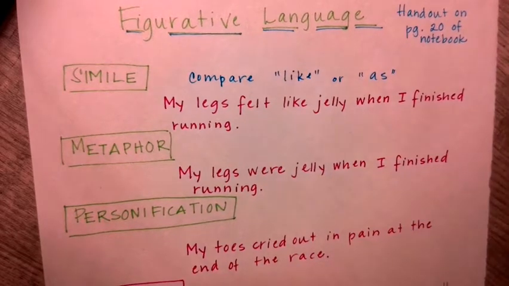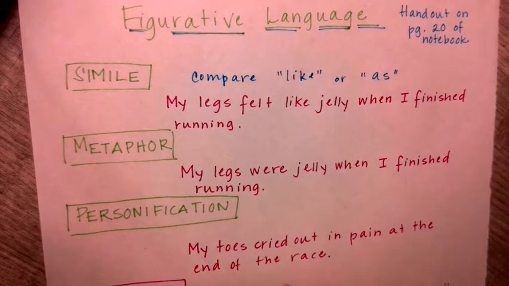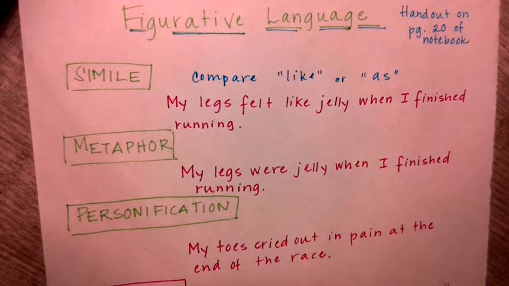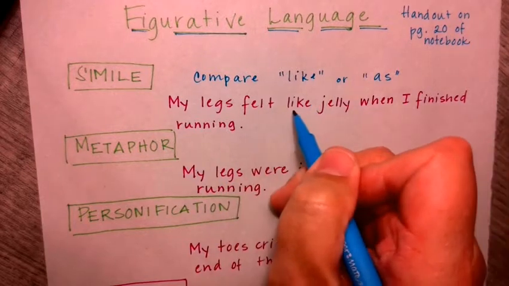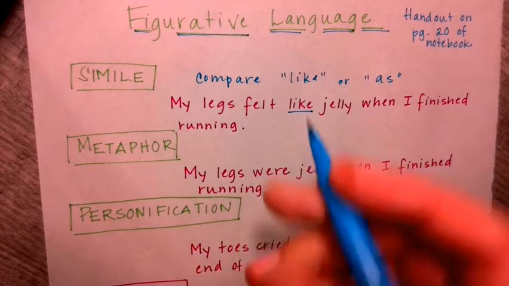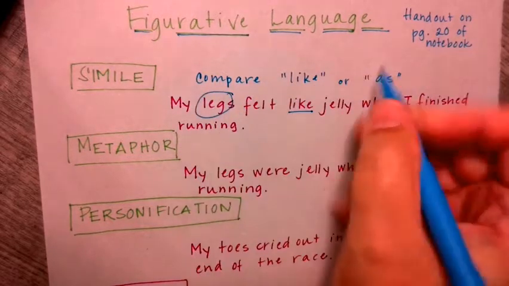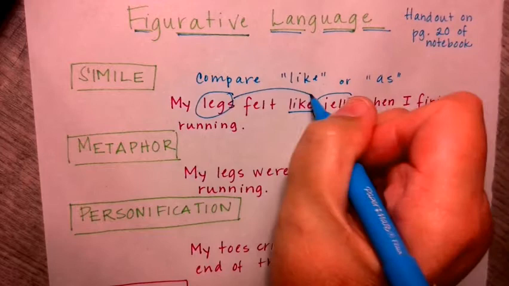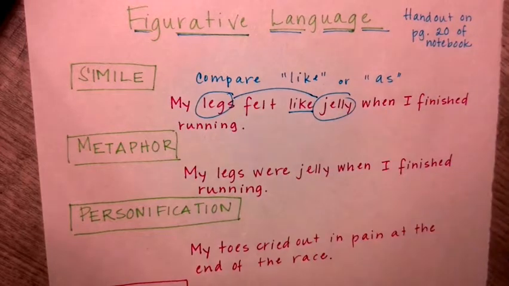So, for example, if you were talking about maybe your essays about running a race or how you got involved in cross country or something like that. So maybe you would say, my legs felt like jelly when I finished running. So you're comparing legs to jelly using like or as. So you're making that connection.